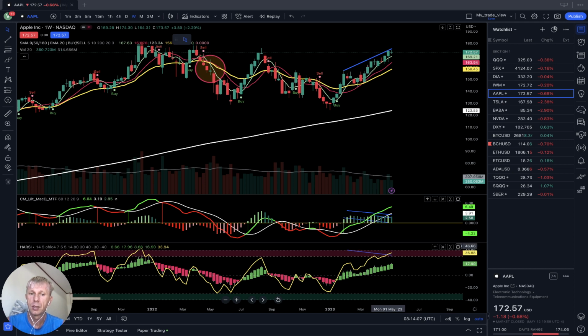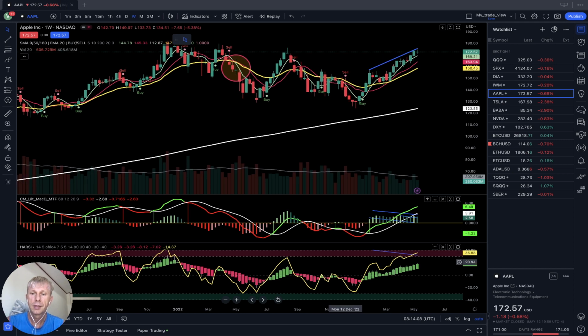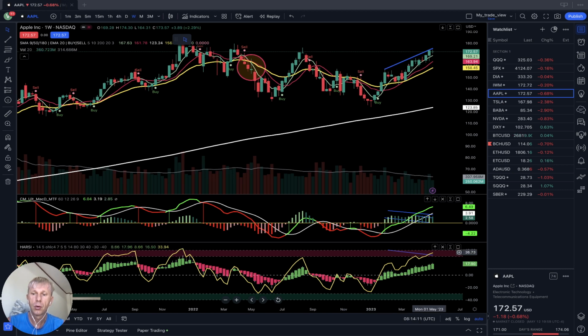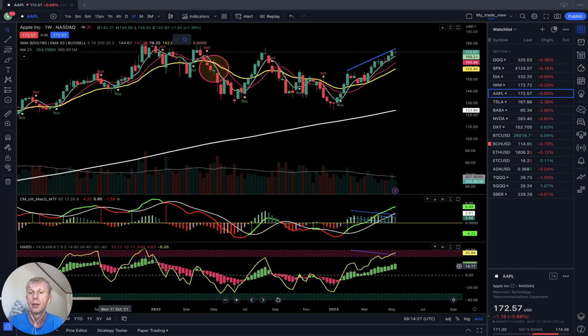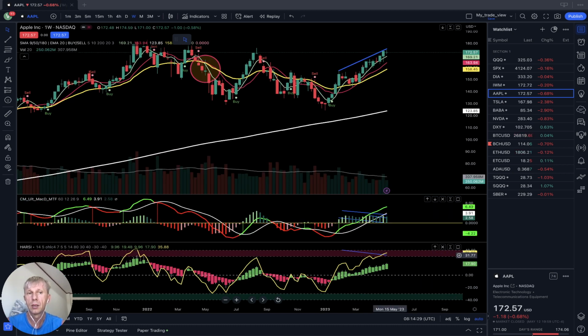And you see, let me show you. When RSI is in the overbought territory, around 35, 36, every time it did correction. You see here, it did correction. Here, it did correction. Here, it did correction. And it will do correction again. Be ready for it, because the market never goes straight up or straight down.